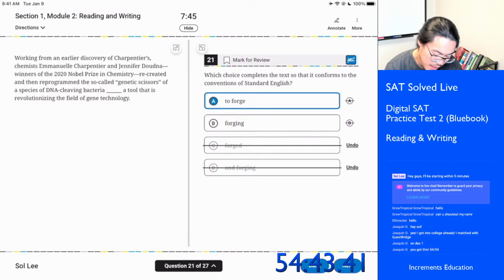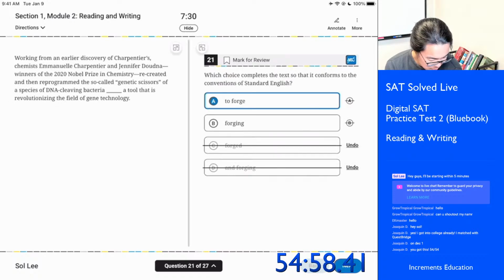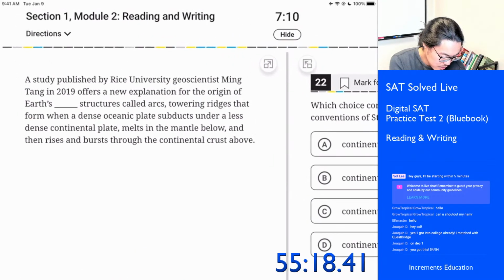I mean, like I know that A is the answer they're going for, because for B they should use a comma, but that's not the right modality, dude. You don't want to use an infinitive for that because that makes it sound like that was their intention. It's a little ambiguous. They recreated and reprogrammed the genetic scissors of a species. All right, fine, whatever. I mean, it is one way of using that infinitive.